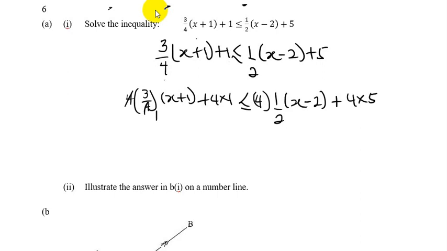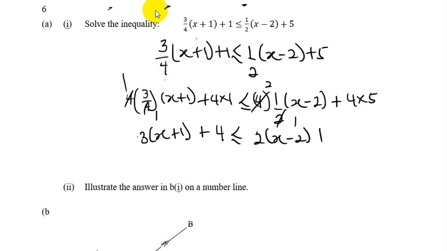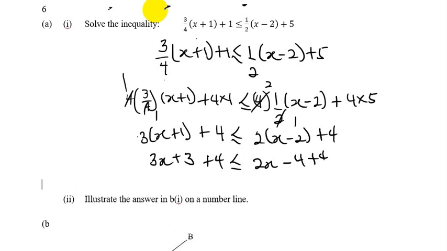So 4 cancels here 1, and 2 cancels here 1, it cancels the 4 two times. So we are going to get 3 multiplying x plus 1 brackets close plus 4 times 1 gives us 4 less than or equal to 2 multiplying x minus 2 brackets close plus 4. Now the fraction is gone, so we can just open the bracket. Okay, so we are going to get 3x plus 3 plus 4 less than or equal to 2x minus 4 plus 4.